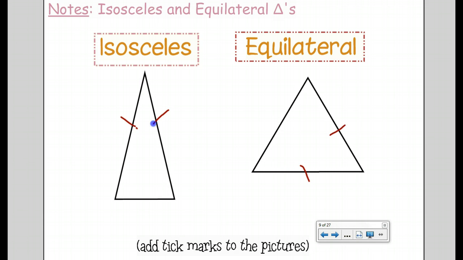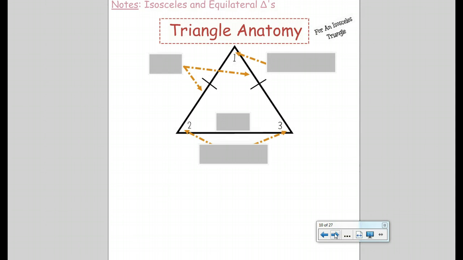I wasn't here Monday. Oh, well now you're learning. Okay, very good. Torian also added a double tick mark down here to show that it's different than those sides, and that's fine too. But this is what an isosceles triangle would look like and an equilateral triangle would look like. 2 tick marks versus 3 tick marks. Okay, that's easy. Moving on.